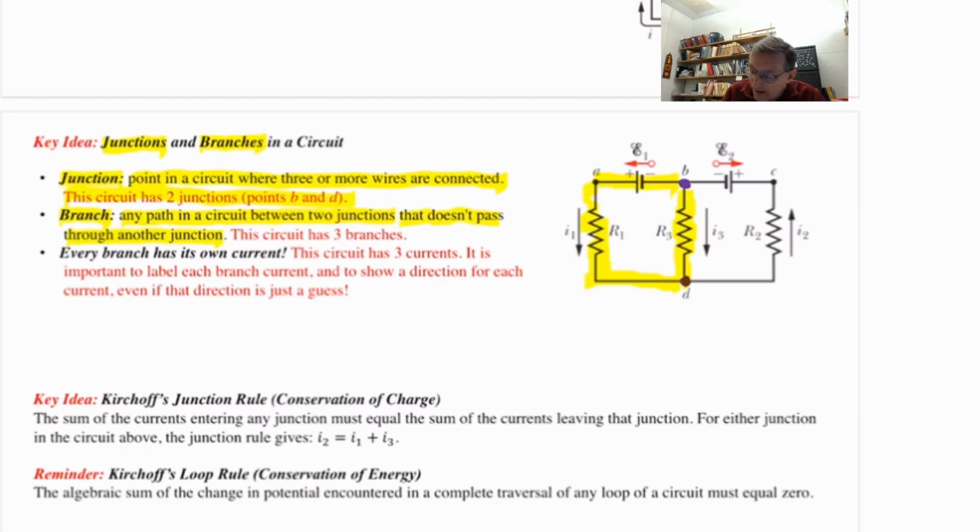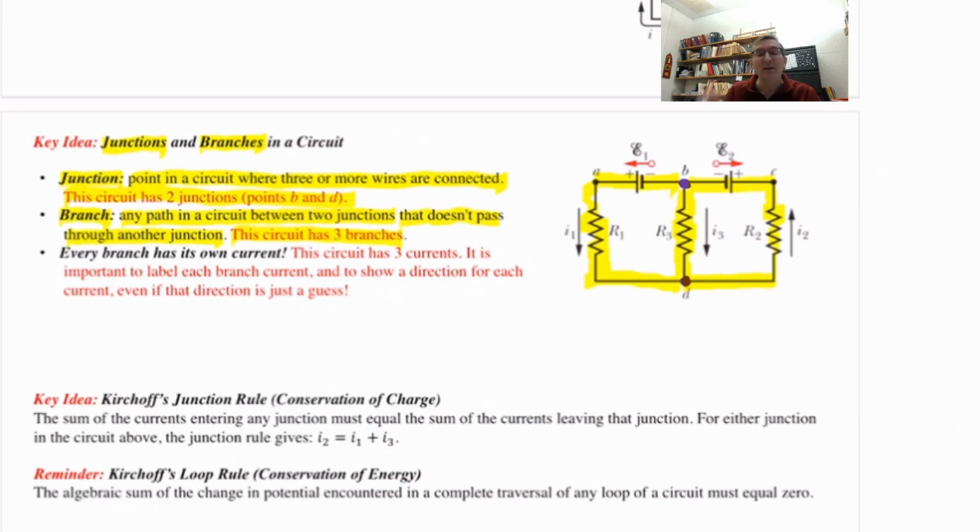Or I could go from B to the right and then down through R2 and then to the left. And that's a third way to go from B to D. And so that's a third branch. And there is no other way to go from B to D. So this particular circuit has three branches, two junctions and three branches.